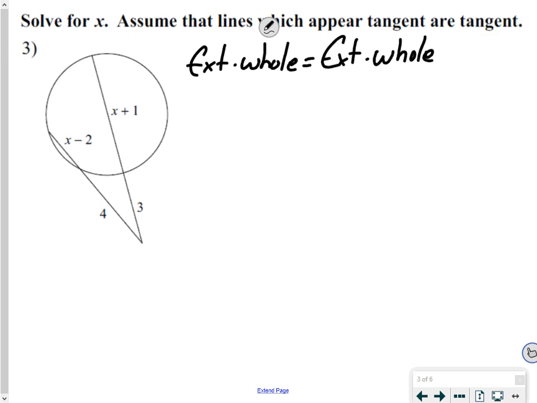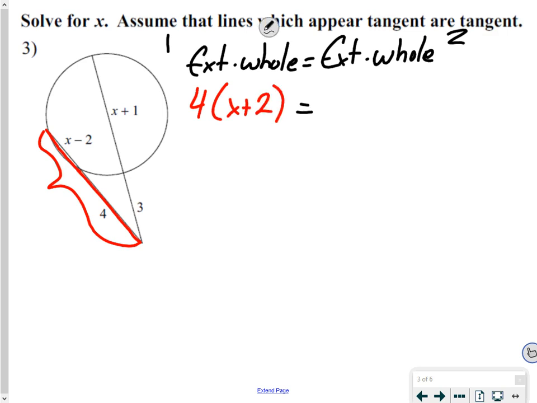All right, and just like the last example, we've got one chord on one side, another chord on the other side. The first secant that I'm going to pick is the one that's farther to the left. So we have exterior, which would be 4, times the whole thing. If we're talking about the whole thing, we've got to add up these distances: x minus 2 plus 4, that would be x plus 2.